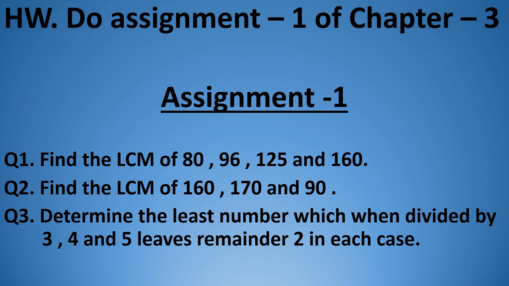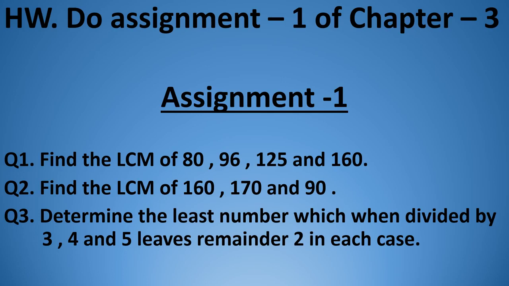See question number 3. Determine the least number which when divided by 3, 4 and 5 leaves remainder 2 in each case. What you have to find out? Least number. Again I am telling, least number, smallest number, lowest number. When you have to find out such things in which the meaning is coming that very smallest, then we have to find out the LCM.